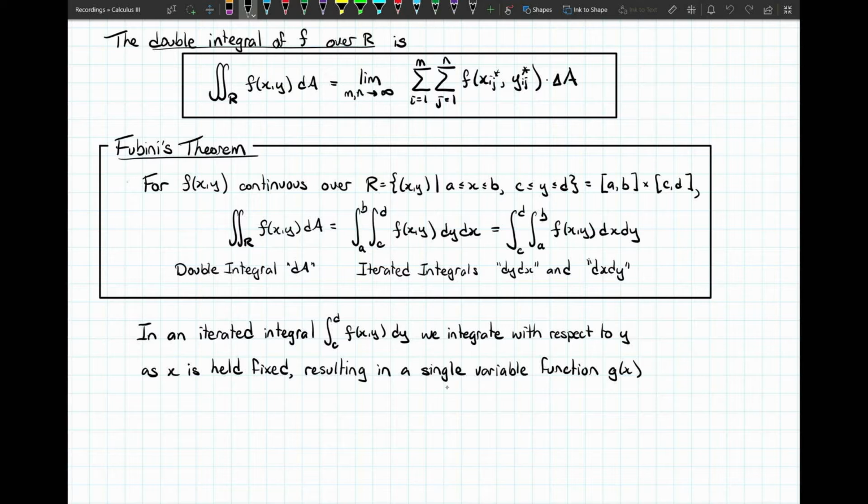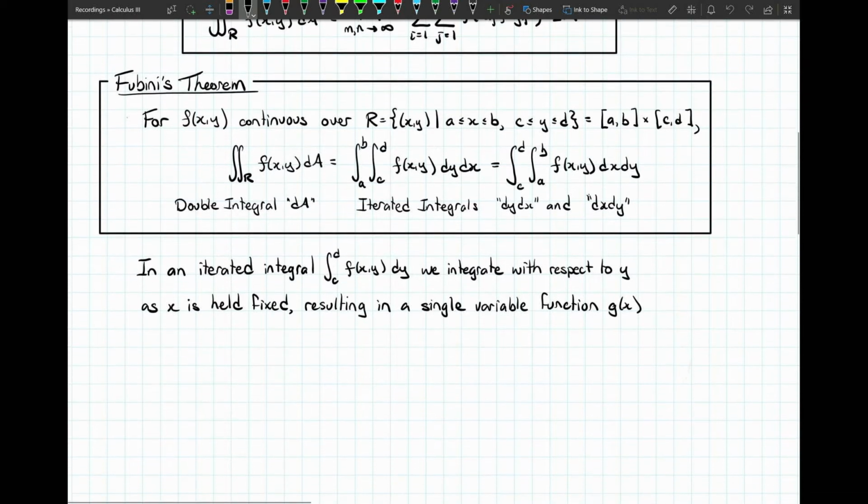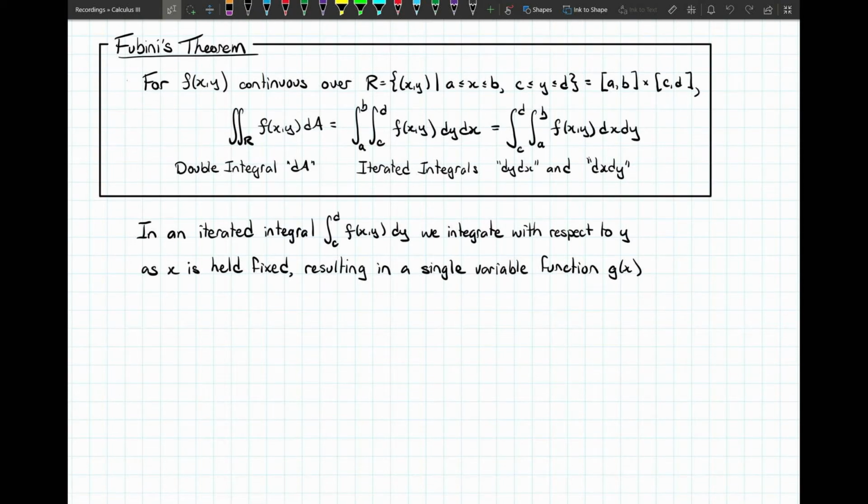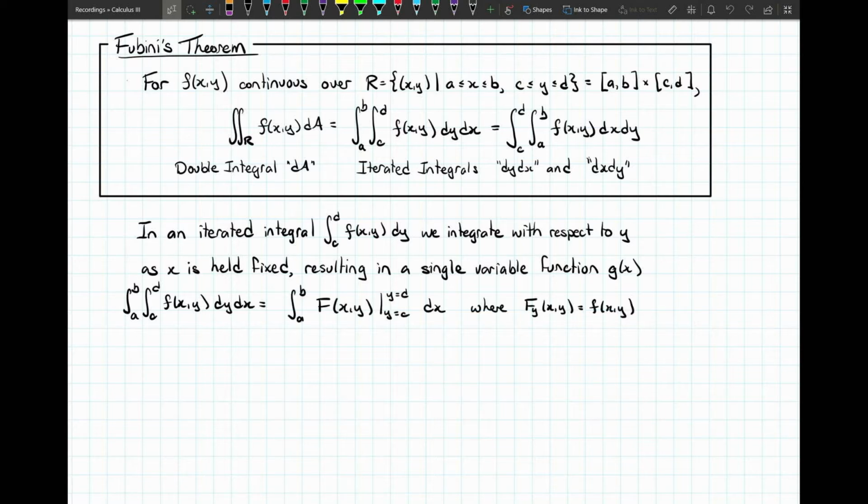That will give us a single variable function g(x). That means if we have a particular iterated integral in the form of dy dx, then our first step is going to be looking for an antiderivative with respect to y. Let's call that capital F of x, y. Now, this antiderivative is with respect to y, so that means that the partial derivative of capital F with respect to y should equal our original integrand, little f of x, y.